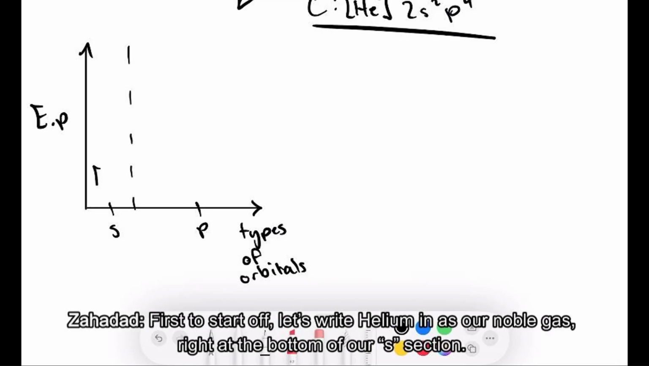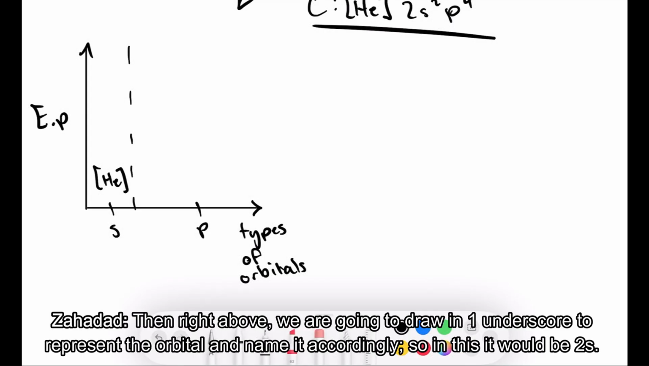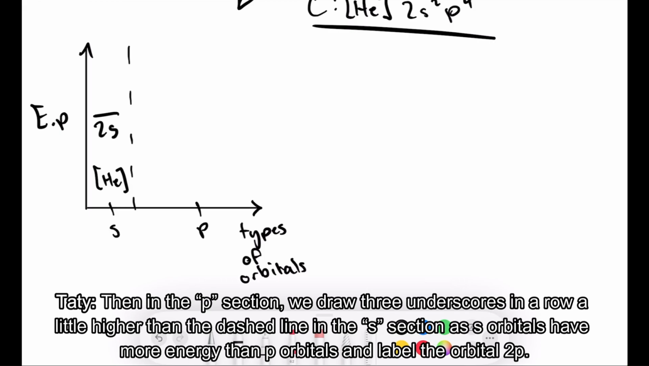To start us off, let's write helium in as our noble gas, right on the bottom of our S section. Then right above, we're going to draw in 1 underscore to represent the orbital and name it accordingly. So in this case, it would be 2s. Then in the P section, we draw 3 underscores in a row a little higher than the dashed line in the S section, as S orbitals have more energy than P orbitals, and label the orbital 2p.